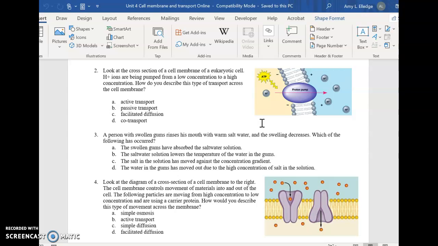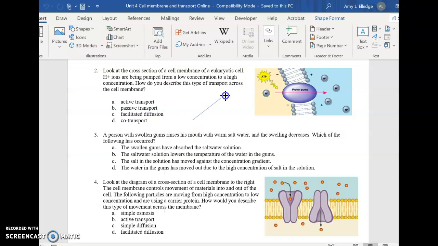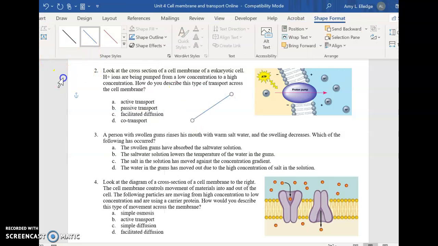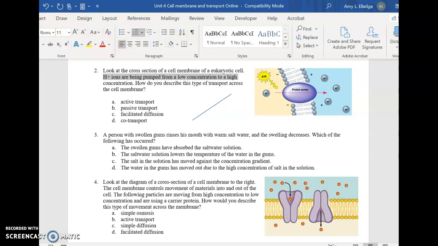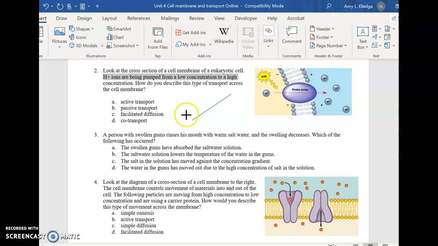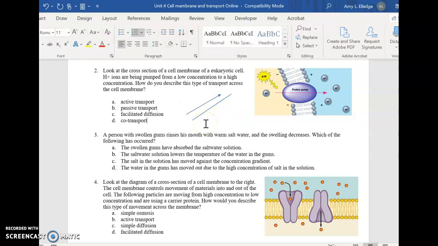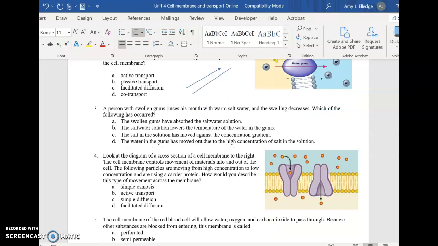If you're going from the low end of the mountain to the high end, let me get a shape up here. All right, here's my mountain. Okay, and you're going from low to high. All right, you're going this direction, and you're a little guy in the boat, you're going to have to use a lot of energy to go from low to high. And you can see in the picture there's ATP there. So our kind of transport that uses energy is active transport.